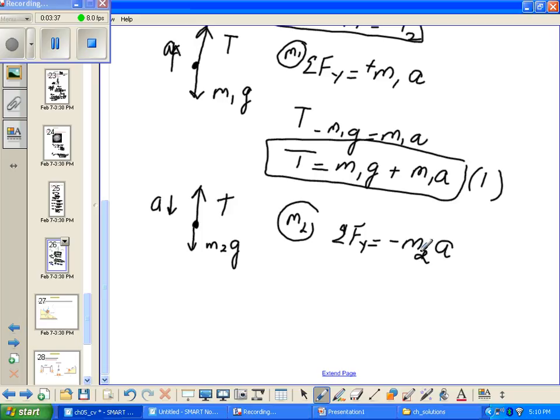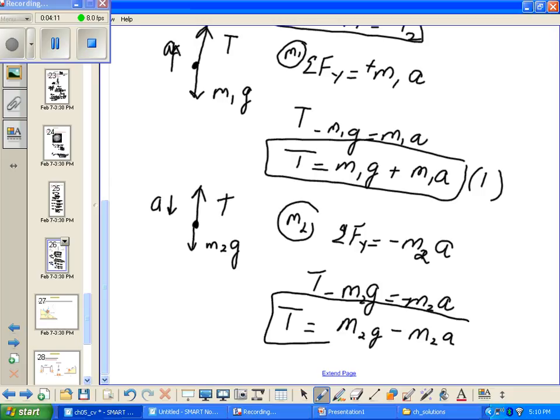M2A because the acceleration is downward, and we have to specify that since we took the acceleration initially to be upward for the first mass, which is in the opposite direction as the existing acceleration. So here once again, we solve for T as M2G minus M2A. This gives us a second equation that contains the same two unknowns, and now it's very simple.